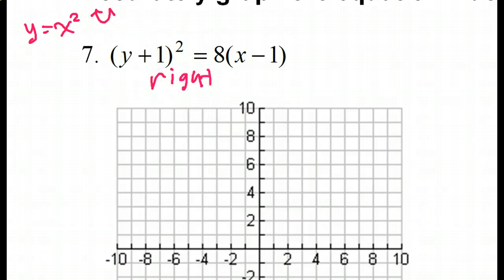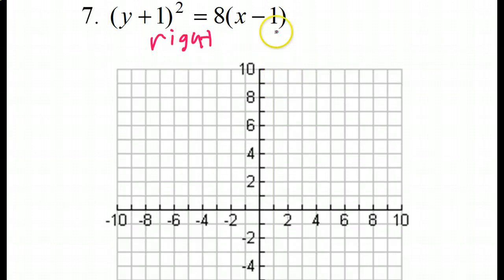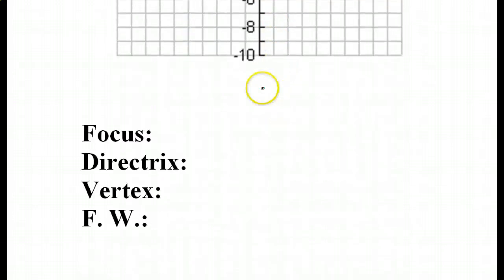Now the vertex. The vertex is going to be the opposite of this and this. Please make sure that the x coordinate comes from the x part of the equation. So the vertex will be +1, -1. It's the opposite of both of these. Go ahead and graph that. 1, -1.